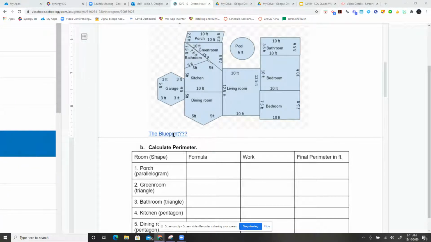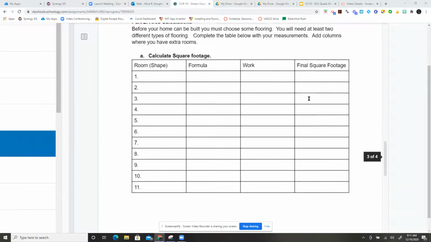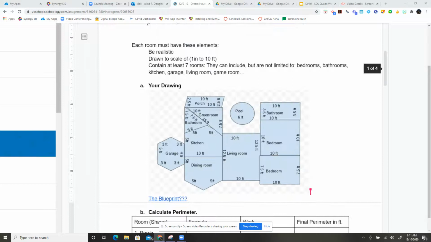I see the question marks, the blueprint, question. That's what you just drew. Yeah, that's just what I named it. Oh, okay. Yeah, it looks fantastic. All right. I'm going to leave you guys to it then.